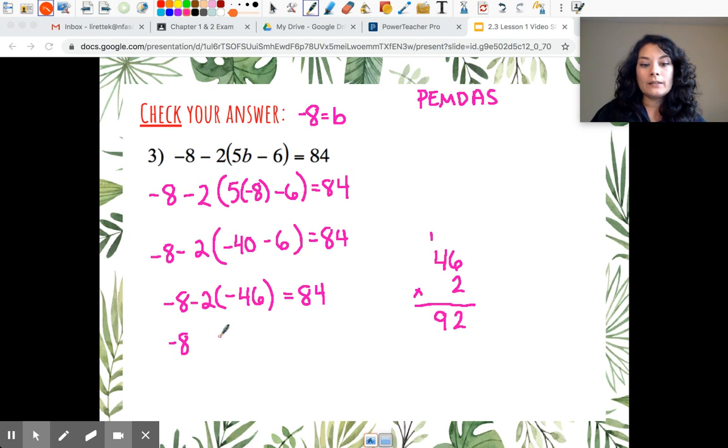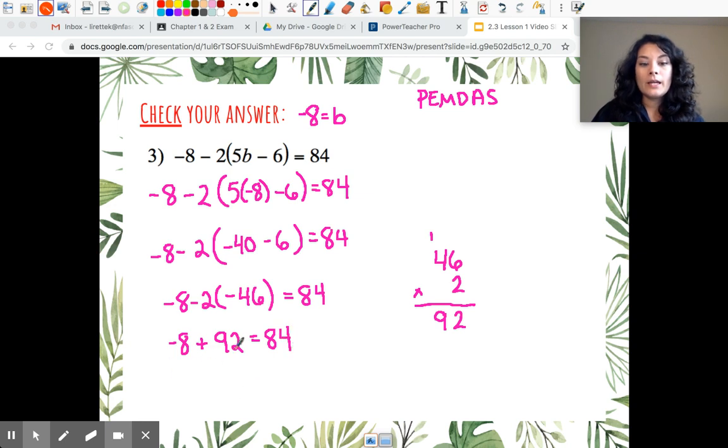And now I'm getting 92 as my product, but I need to determine, is it a plus 92, a positive, or is it a minus 92, a negative? Well, again, look at the signs that we multiplied together. The 2 is negative, the 46 was negative. Their signs matched, so they canceled and gave me a positive.